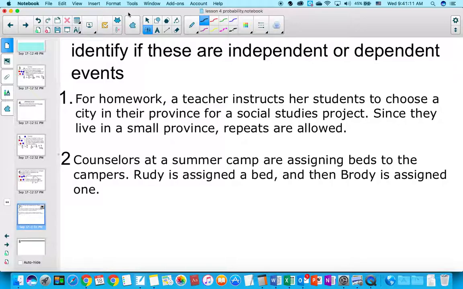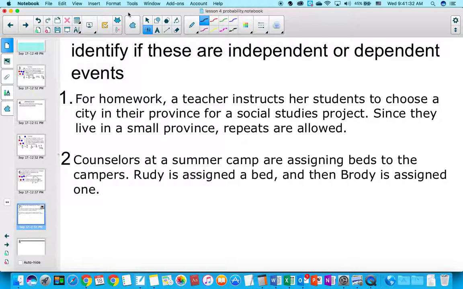So identify these as independent or dependent events. For homework, a teacher instructs her students to choose a city in their province for a social studies project. Since they live in a small province, repeats are allowed. Is that a dependent event or an independent event?